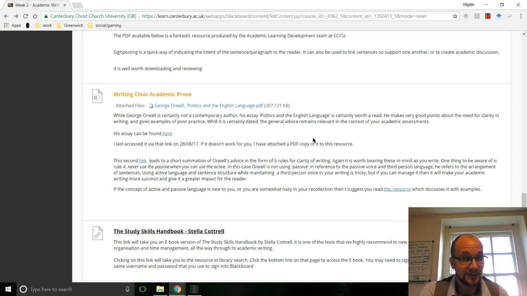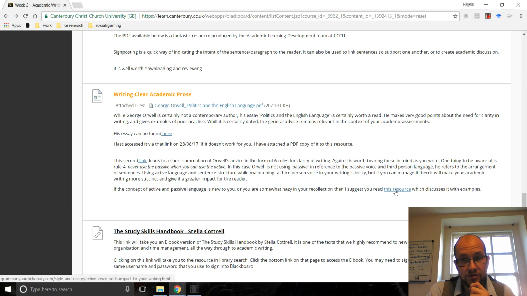The text is a little dated in terms of some of the terms that it uses, but his 6 rules for clarity of writing, you'll actually find overlap quite a lot with Greetham. It's an enjoyable read, and I highly recommend it. There is also a secondary resource and link down here, just to expand on when George Orwell is talking about active versus passive language. So if you're not sure on what that is, the link here will take you to a very good explanation, or you can find it within Greetham's book.